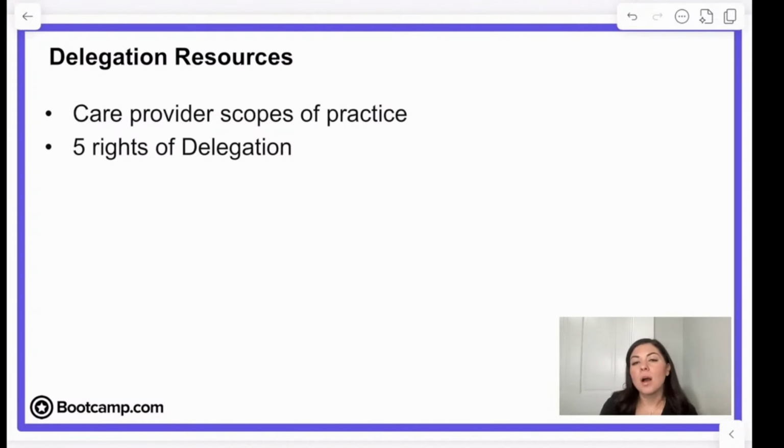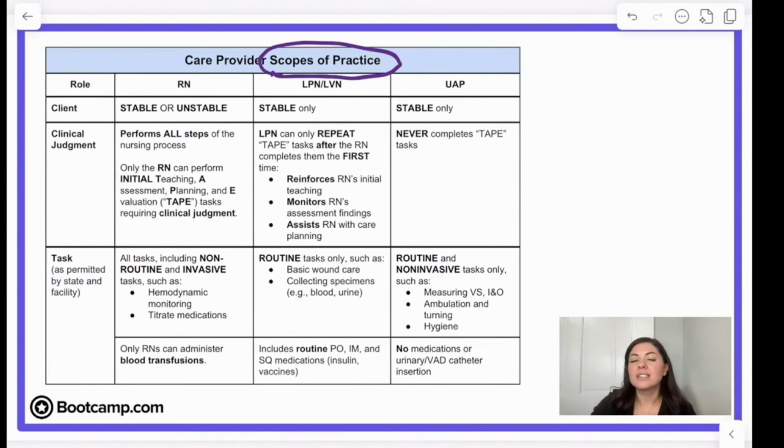There are a couple of resources that can help guide us whenever we're navigating delegation questions that we really want to be familiar with. The first one is the provider's scopes of practice, and the second one is the 5 rights of delegation. So let's look at those really briefly before we jump into some practice questions, which I know is what you guys came for. The scopes of practice is just understanding what is it that our peers that are working on the unit with us can do. What is in their legal scope of practice that's safe for them to perform?